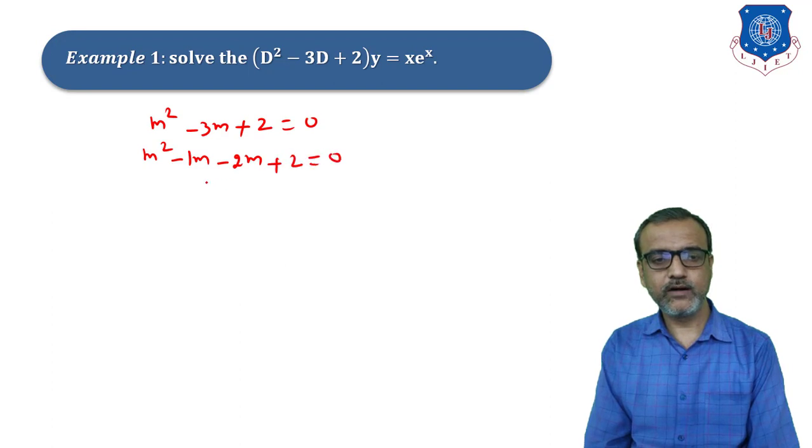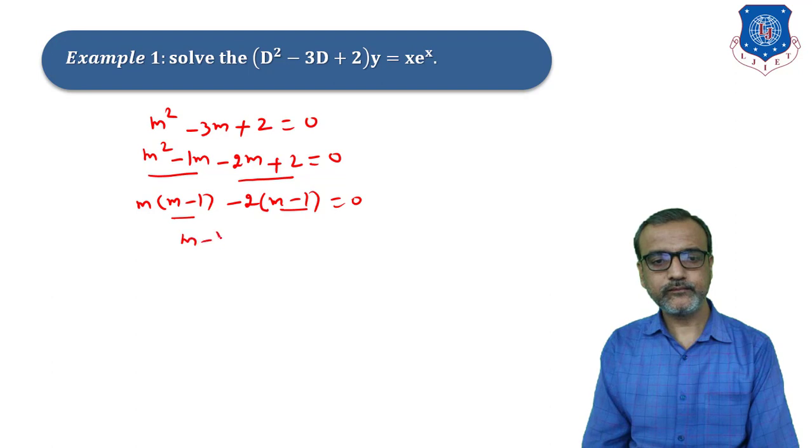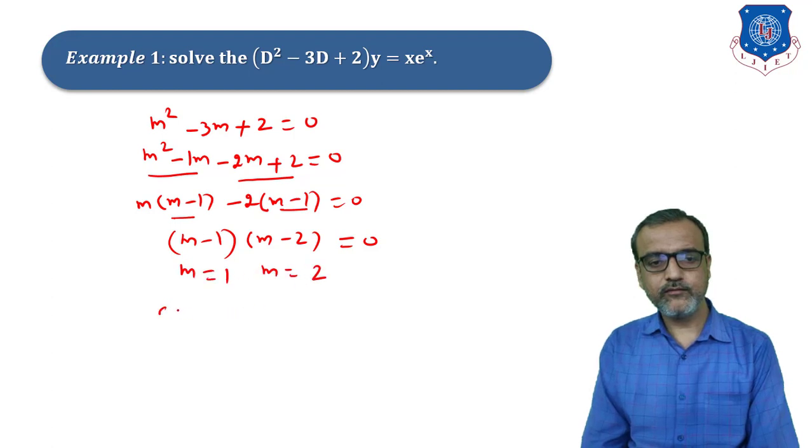Now taking m common, in the bracket we have m minus 1. Now taking minus 2 common from these two terms, in the bracket we have m minus 1, equals 0. Now taking m minus 1 common, in another bracket we have m minus 2, equals 0. Now equating these two factors to 0, we have m equals 1, m equals 2. So CF equals C1 e raised to 1x plus C2 e raised to 2x.